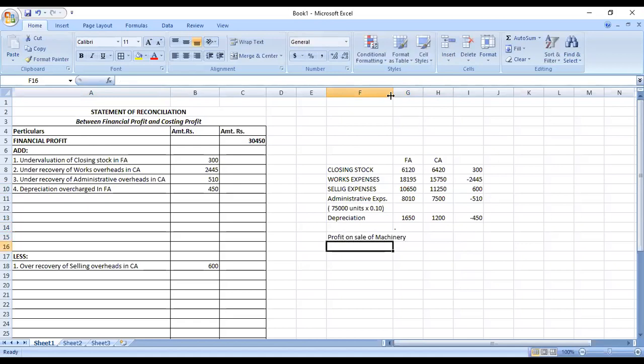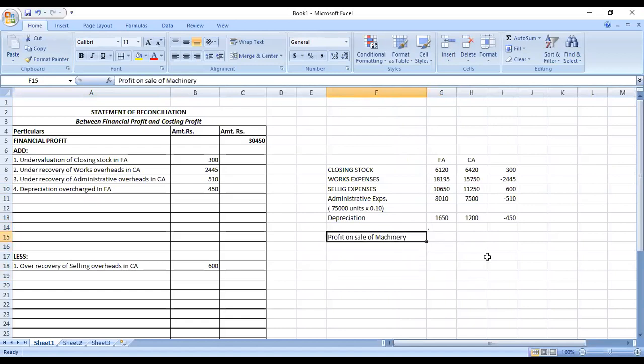Profit on sale of machinery is a profit. It is an income. First of all, this is income, which is considered in financial accounts. We have considered it in financial accounting, but not here. So financial profit does not come in the cost sheet. Now the difference of rupees 3,900 is the profit on sale of machinery. In financial accounting we have already taken the income and added it to profit, but in costing we have not. So what will we have to do, students?